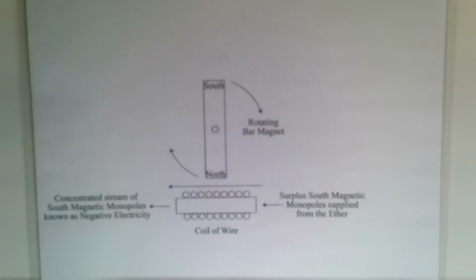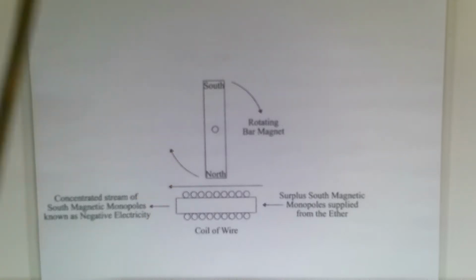In this video I will explain how you can isolate magnetic monopoles and also create the form of energy we call electricity. In this diagram we have a bar magnet which is obviously able to rotate clockwise, and here we have a coil of wire with an iron core through the middle.